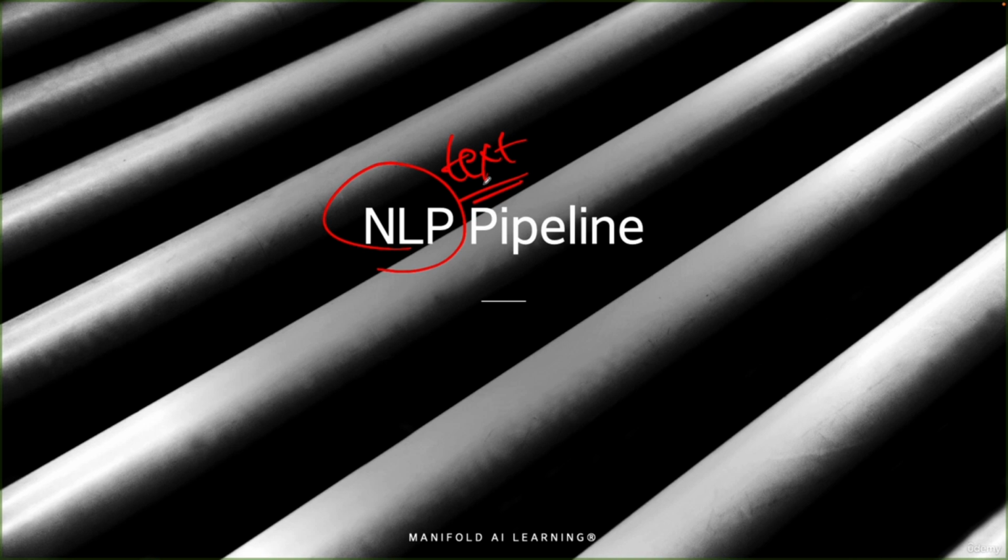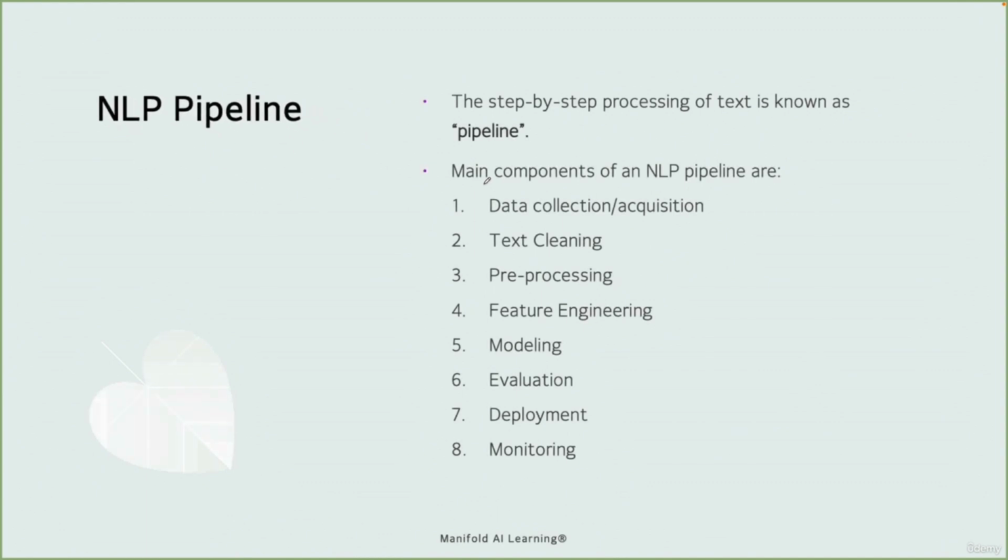So in natural language processing, this step-by-step processing of the text is what we call a pipeline. This is a series of steps which are generally involved in building any natural language processing model. These steps are very common in every NLP project. Hence, it is very important that you understand this NLP pipeline in detail. And that is the overall agenda of this section.